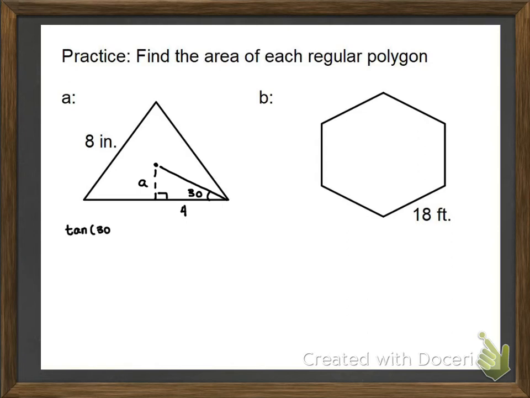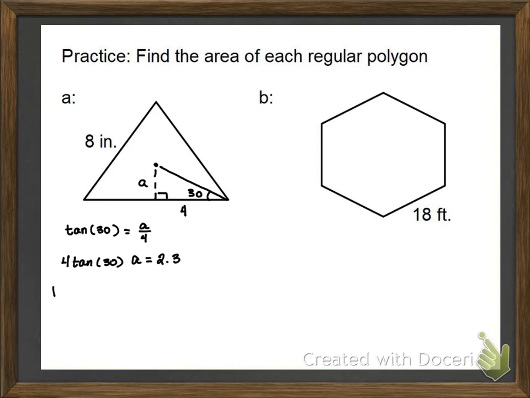So we can set that up. A is our opposite, 4 is our adjacent, so we're using tangent. So tan of 30 equals A over 4. Multiply 4 to the other side. 4 tangent of 30 is 2.3. So our apothem is 2.3.